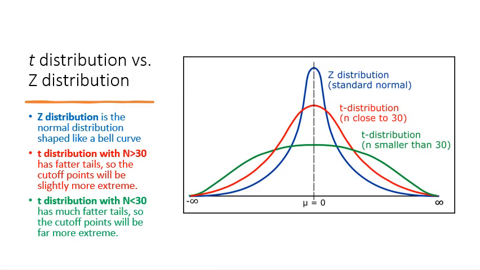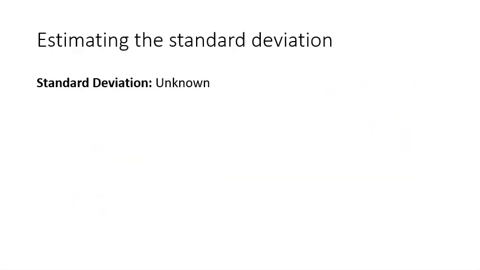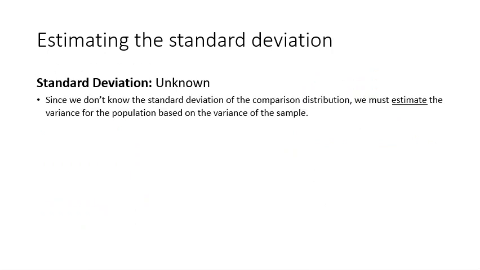So we already know from the previous content that the t distribution looks a little bit different because it's kind of fatter in the tails if we have lower numbers in the sample. So for that reason, we calculate the spread, the standard deviation, a little bit differently. So the standard deviation isn't known, and since we don't know the standard deviation, we have to estimate variance for the population based on variance from the sample.